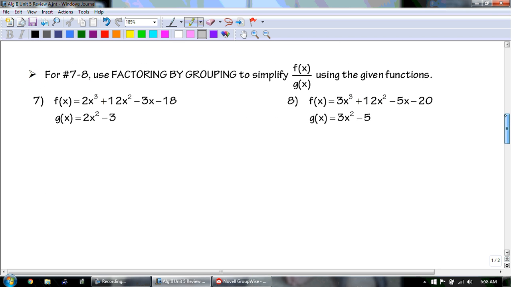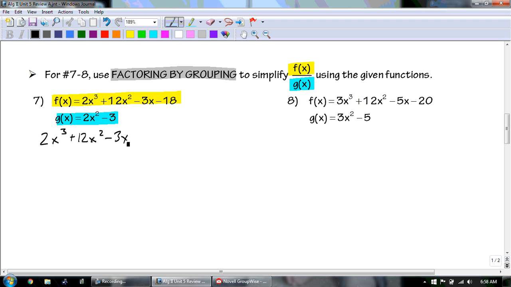Okay, so for number 7, use factoring by grouping to simplify f of x divided by g of x using the given functions. So I have 2x cubed plus 12x squared minus 3x minus 18, and I'm going to divide that by 2x squared minus 3x. So the first thing I have to do is take the 2x cubed plus 12x squared minus 3x minus 18, and I'm going to factor this.